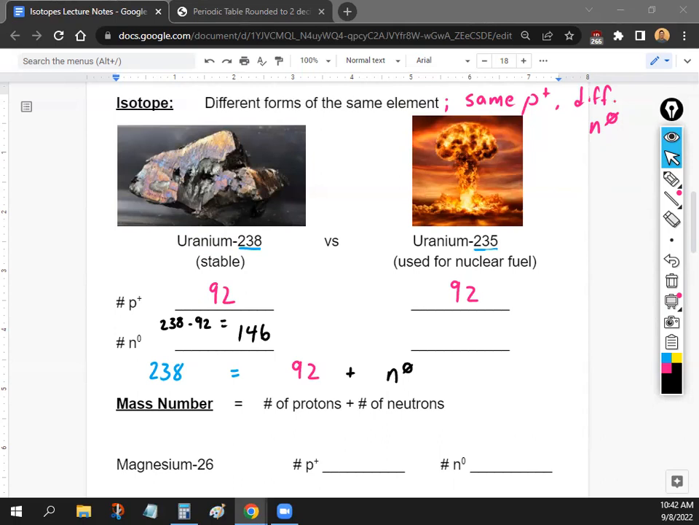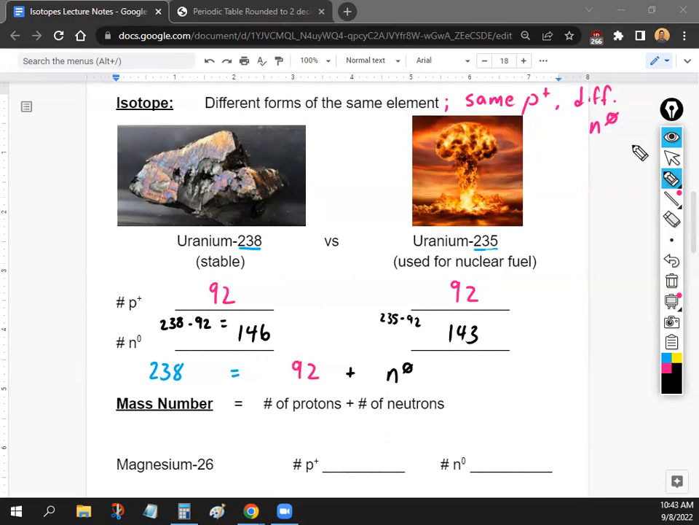Alrighty, guys. So what did you get for uranium-235? How many neutrons does it have? Yeah, 143. You can use the same process. You could have done 235 minus 92, and that's totally a valid way to do it. Or you might have noticed 238 is just 3 more, so you can take away 3 from 146 and you get 143. It doesn't really matter how you get it as long as you got the correct answer.